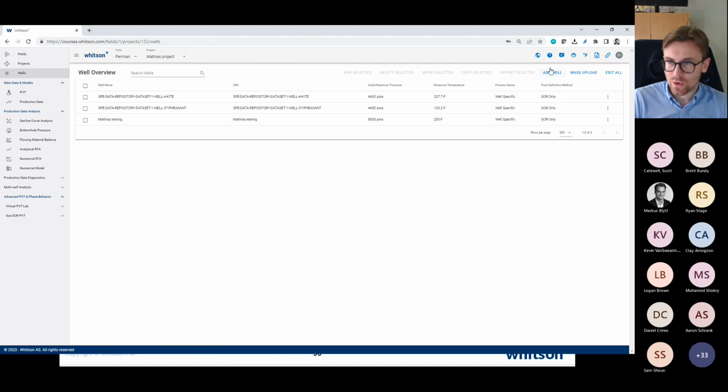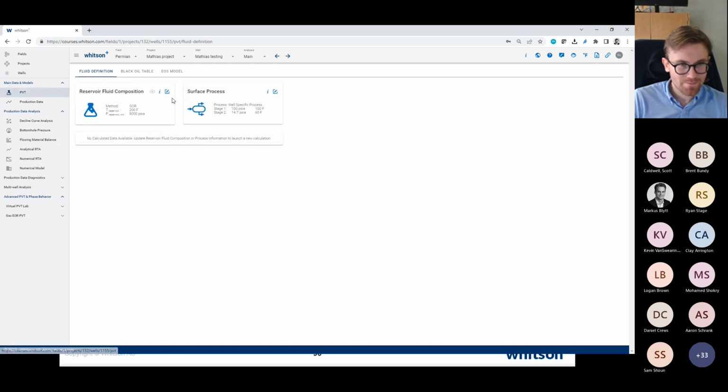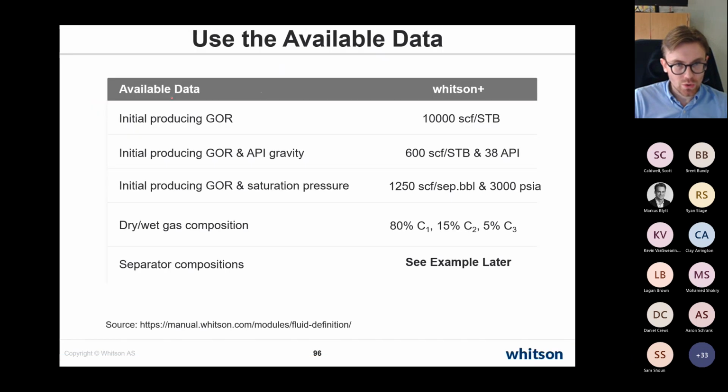Add a well. The way to add a well is just to click add well here up to the right. Make the name Matthias testing or whatever your name is testing, and then click PVT. What we're going to do now is to use this readily available data to predict fluid properties. I'm going to go through all of these things together, and later in the course we'll look at a real well and initialize this well based on what we see in the field. So the initial producing GOR that we'll start with is 1,000 scf per barrel.